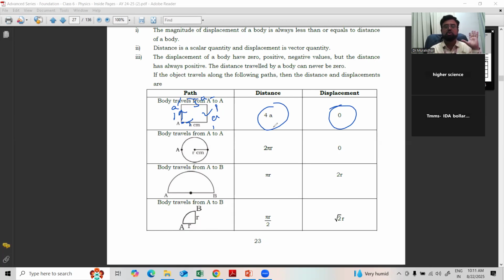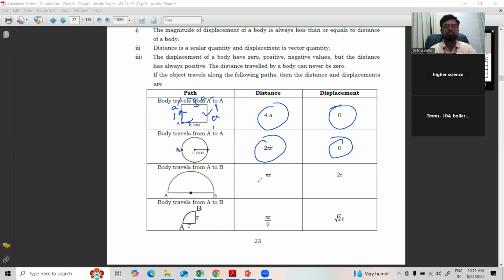Then zero. Next, a body travels from A to A again, same as I told in the example. It comes from here and moves back to A. This is a circular path. So the total distance is the circumference of the circle, given by 2 pi r. As the body came back to A, the displacement is zero.